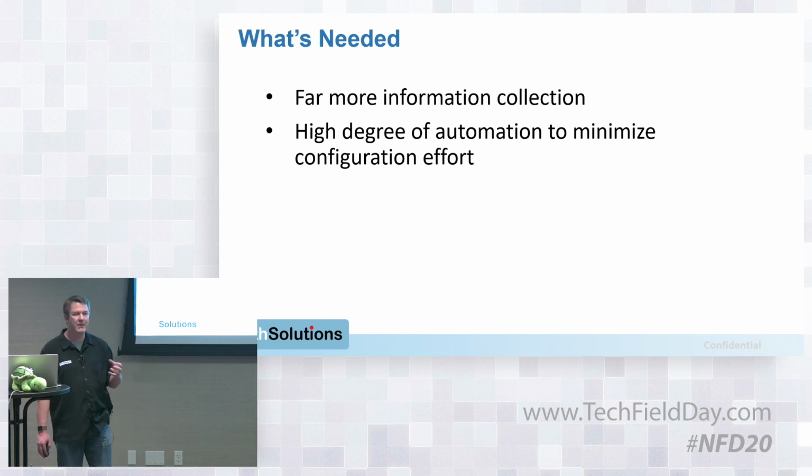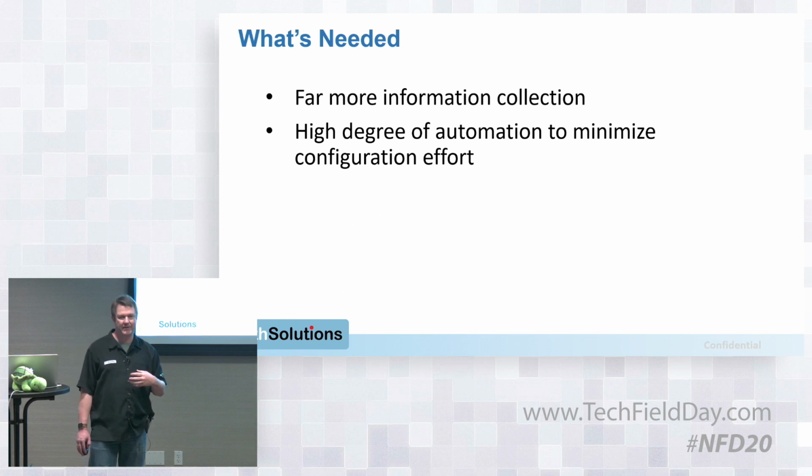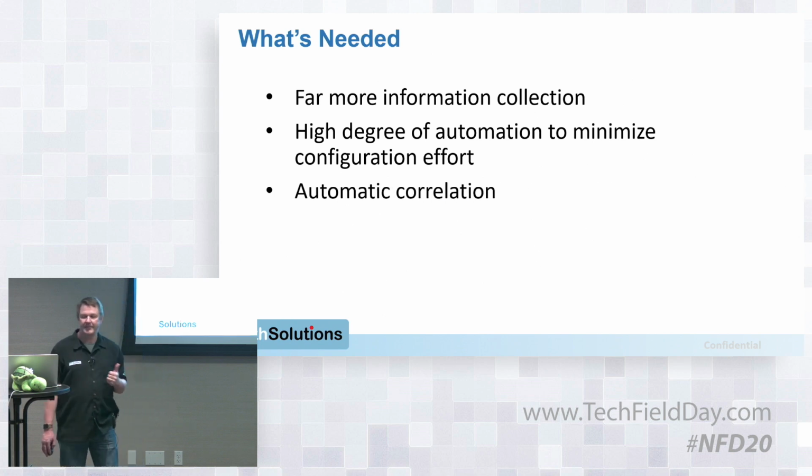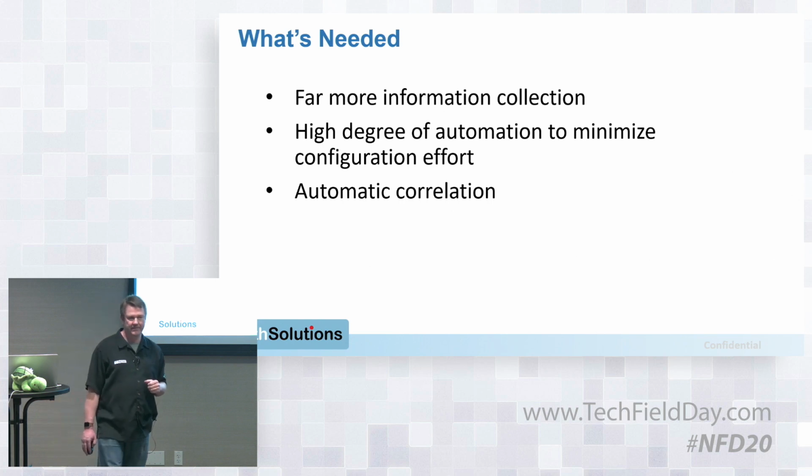So no matter what make, model, or manufacturer, we're going to be able to scoop up that information and say, this is what your network knows. The next thing, though, is to have some automatic correlation.